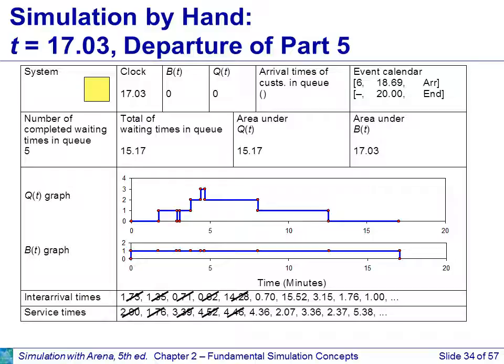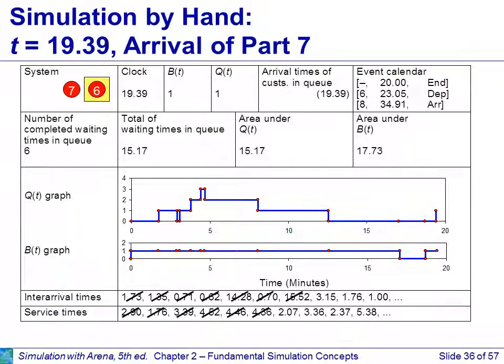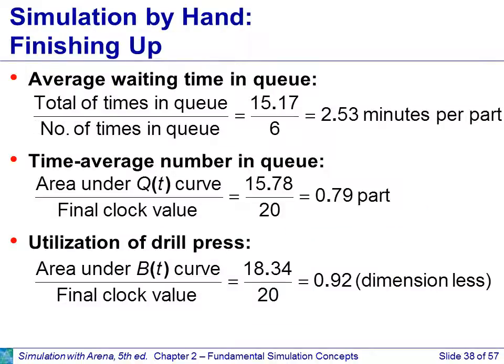So this is what we have right now, and we're not done yet because there is another event coming, right? The arrival of part 6. So part 6 arrives at 18, which was 17.03. And so we also add an additional piece to the area under BT, and this is the end of our simulation. So at this time we take all of the statistics and we can use them to get our output performance measures.